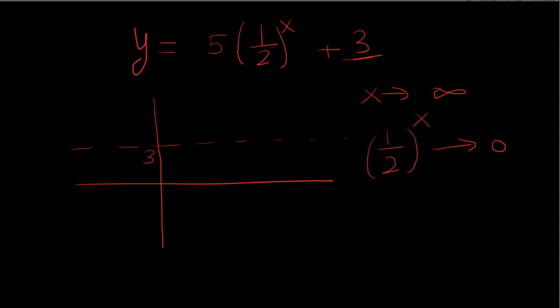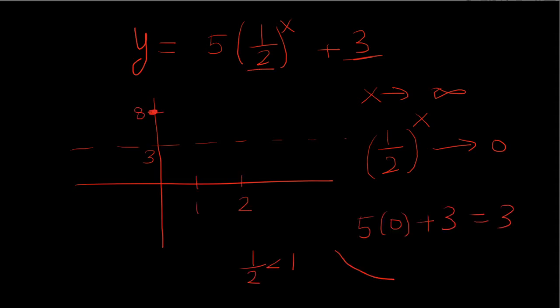Another thing is this 1/2 is less than 1, so this is going to look like this. It's going to decrease. At x equals 0, I get 8. And then if I plug in a couple values, so let's say x equals 1, I get 5.5. And if I plug in x equals 2, I get 4.25.